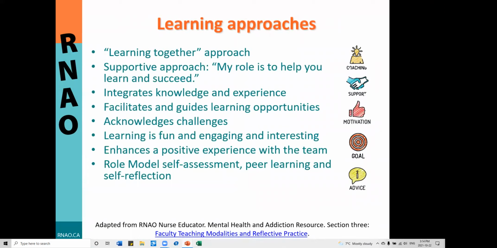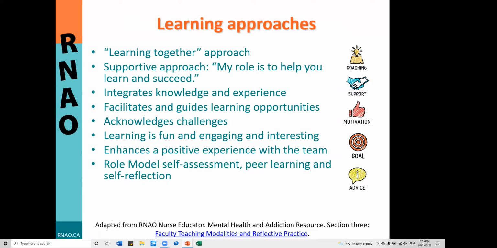The preceptor's role is to help the student learn and succeed. There are lots of ways to do this. I'll talk about some of the ones outlined in this list. Utilize a learning together approach. No one expects you as a preceptor to have all the answers or to know everything. Utilize your colleagues, guidelines, or other resources to demonstrate to your students that nursing is a knowledge based profession which involves continuous learning.